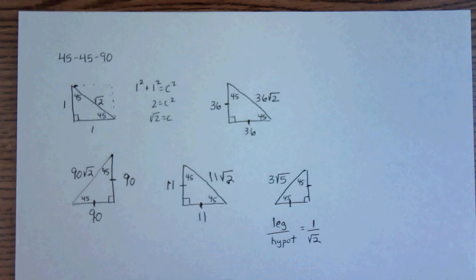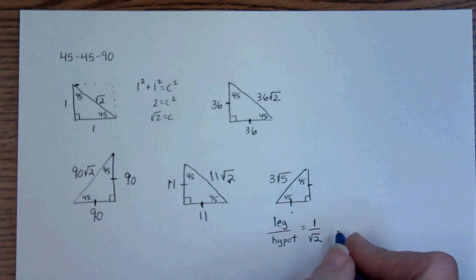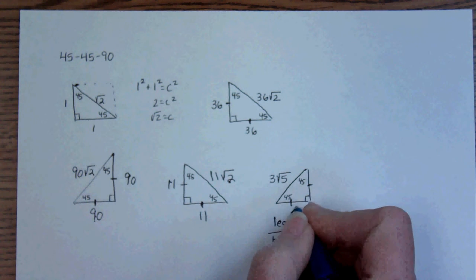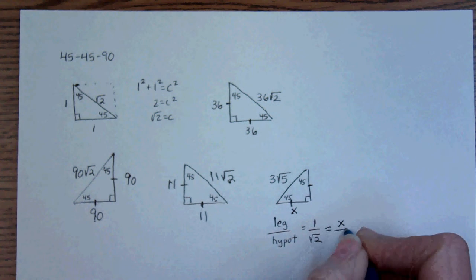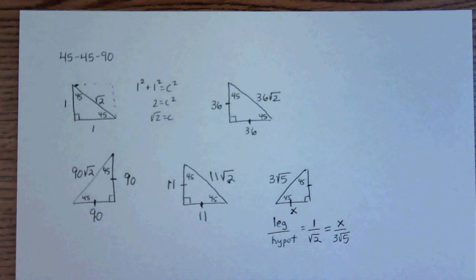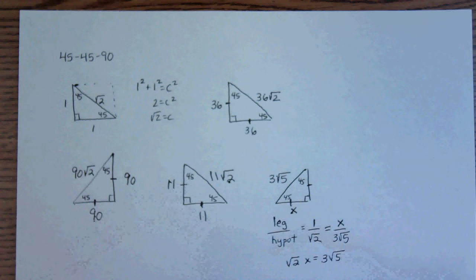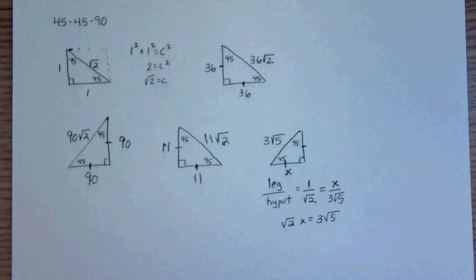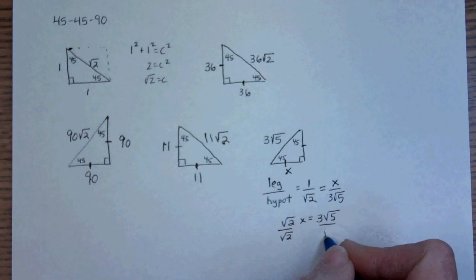So if I put my ratio down that a leg compared to the hypotenuse is always 1 over the square root of 2, the leg we don't know. We have no idea what that leg is. That's our job to find it out. And the hypotenuse is 3 times the square root of 5. We see a proportion again that we get to solve by cross multiplying. So if I cross multiply, the square root of 2 times x equals 3 times the square root of 5. And now we have to solve this equation just like every algebra equation, so we divide by that coefficient. So we can divide by that.